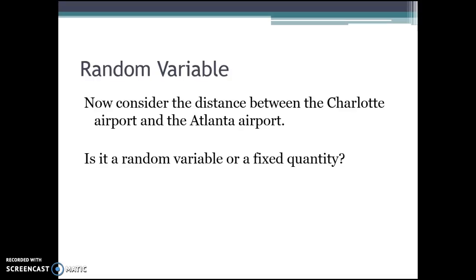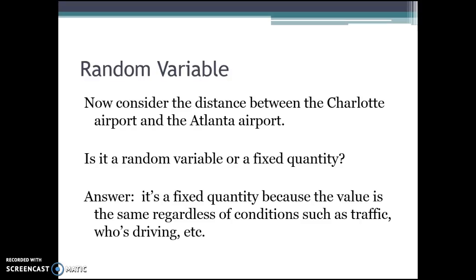Now, by contrast, if we looked at the distance between the Charlotte airport and the Atlanta airport, the straight line distance, that's going to be a fixed quantity. That value is not going to change based on who's driving or whatever other factors are involved. Okay, so that value is what it is. It doesn't change.